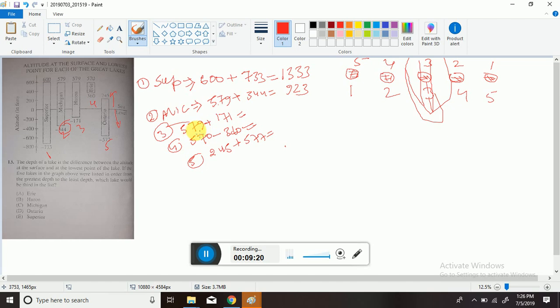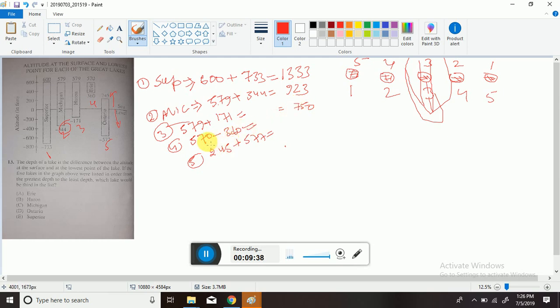The next one is 579 plus 171, 580, 750. I think 1 plus 9 10, 7 plus 7 14, 15, and 1 plus 5 6, 1 is 7.